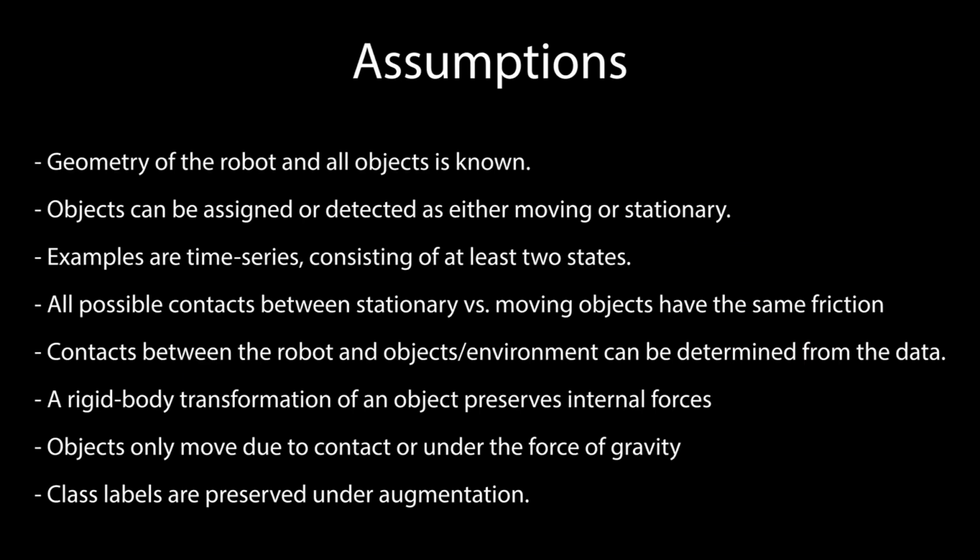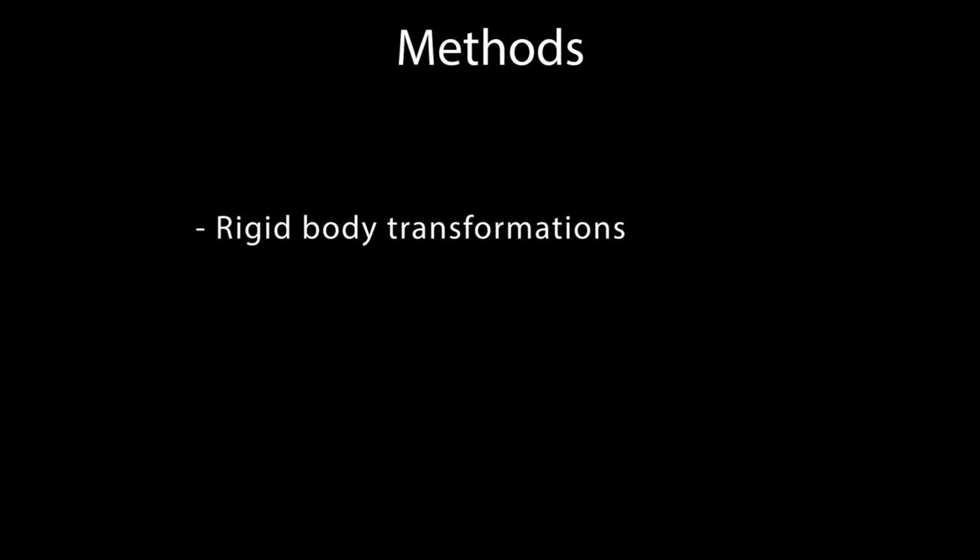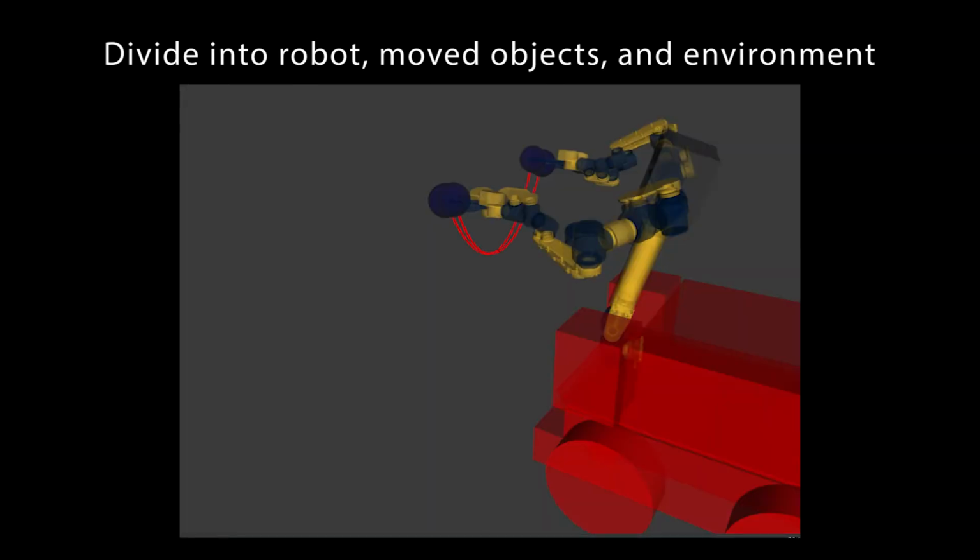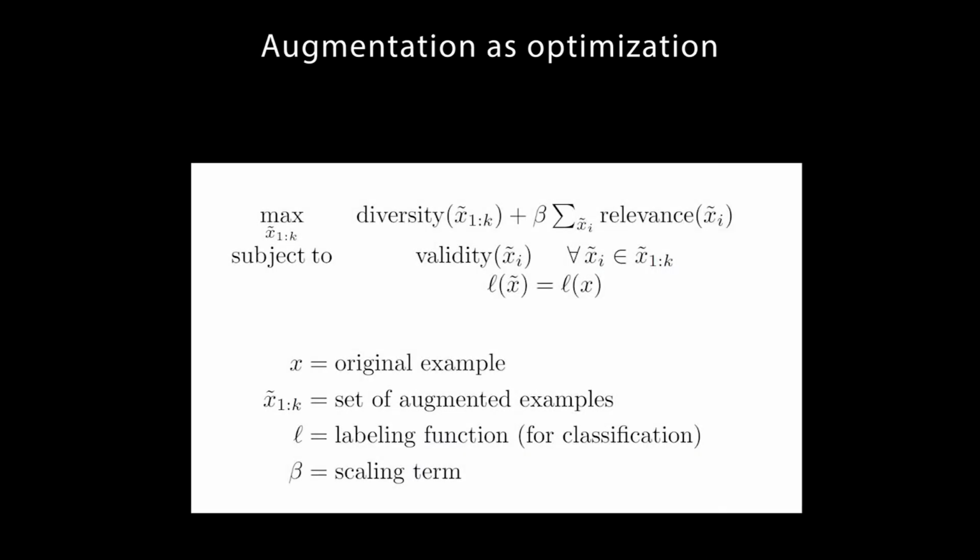The correctness and efficacy of our method is subject to the following assumptions, which are discussed further in the paper. At a high level, our method produces augmentations by applying a rigid body transformation to objects in the scene. Specifically, we divide objects in the scene into three categories: the robot, the moved objects, and the environment. We frame augmentation as the following optimization problem, where we consider three terms: validity, relevance, and diversity.